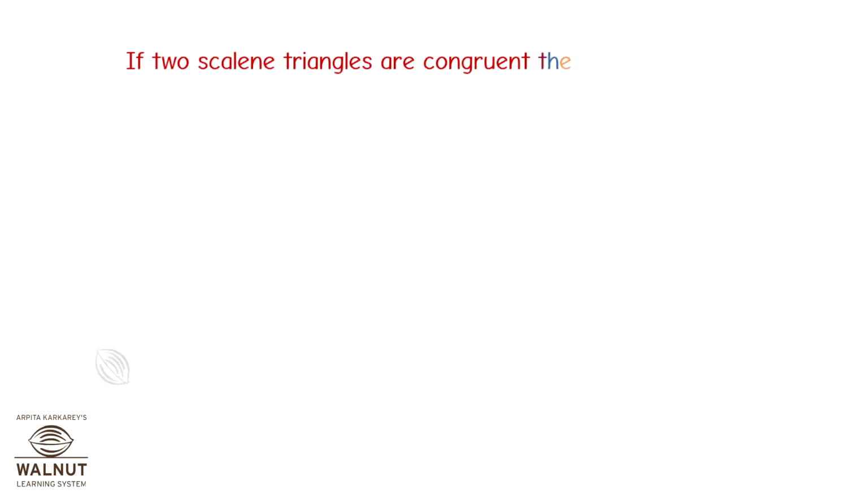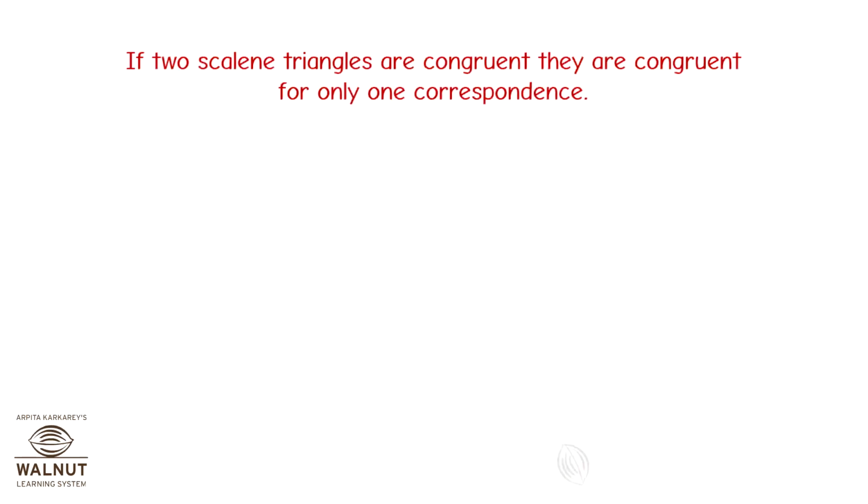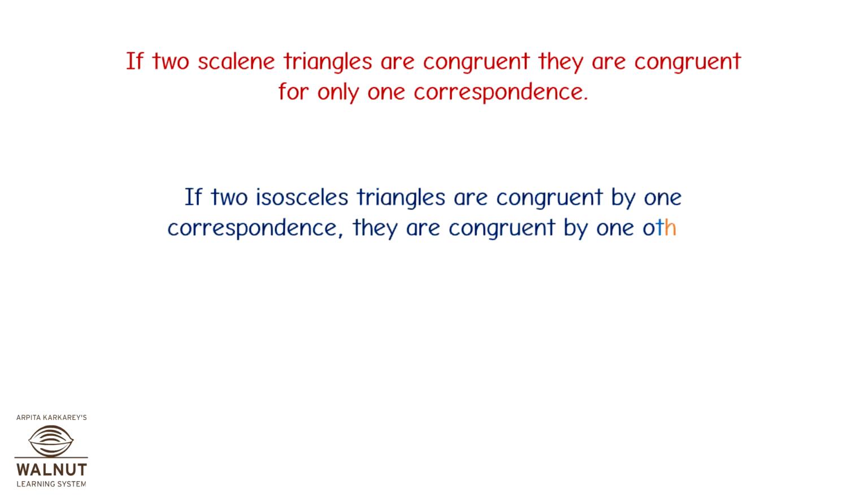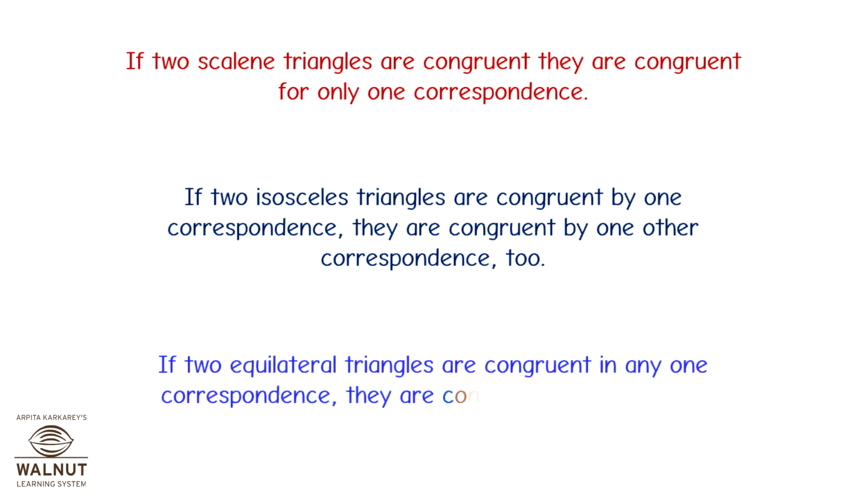If two scalene triangles are congruent, they are congruent for only one correspondence. If two isosceles triangles are congruent by one correspondence, they are congruent by one other correspondence too. If two equilateral triangles are congruent by one correspondence, they are congruent in every other correspondence.